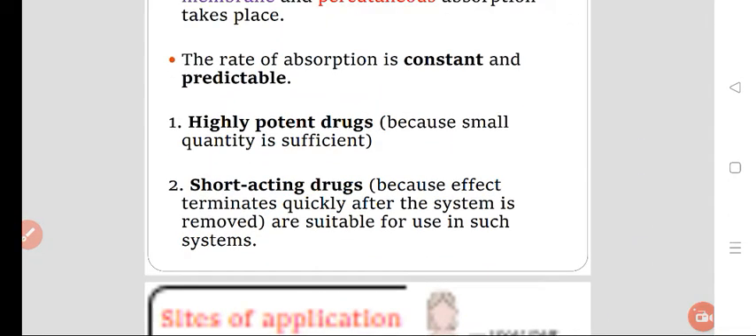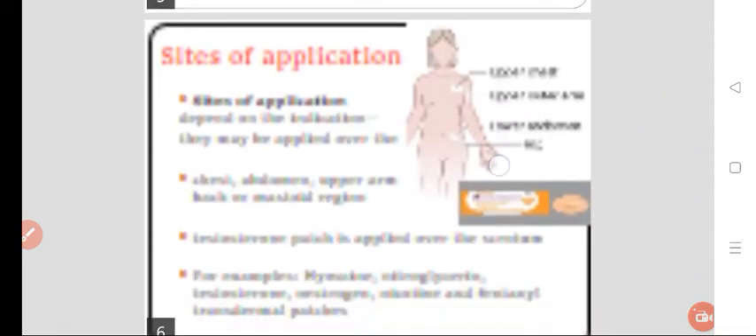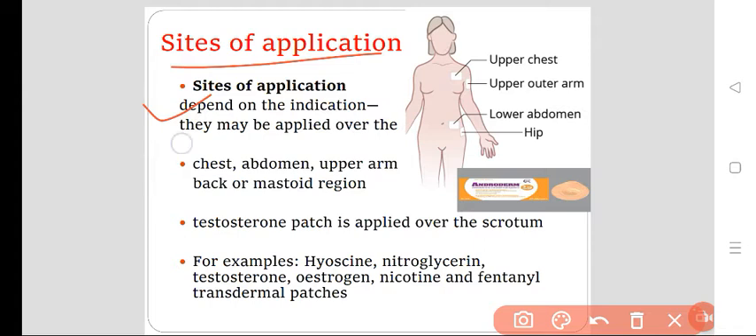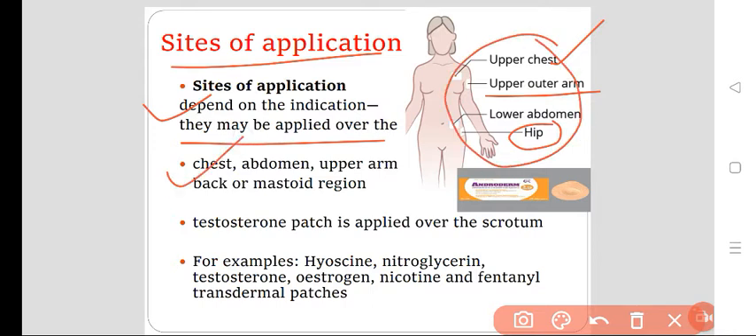Now what are the various sites of application? We'll see in this slide. Sites of application depend upon the indication. They may be applied over the upper chest, as you can see, lower abdomen, upper outer arm, or hip region, or chest region, or anywhere. But these are the common areas of application.